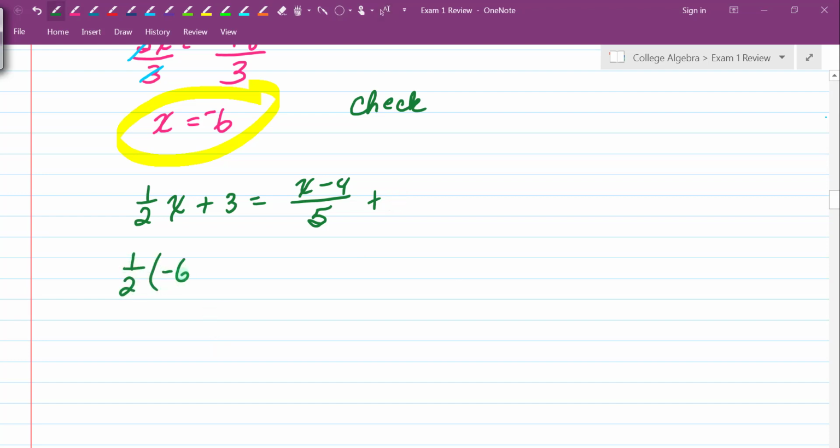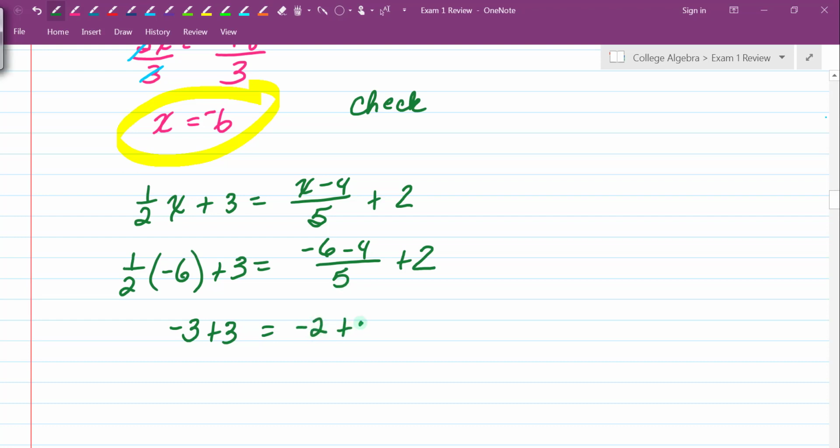So 1/2 times -6 plus 3 is equal to (-6 minus 4) divided by 5. Oops, that should be a plus 2. Plus 2. So -6 divided by 2 is going to give me -3. So I end up with -3 plus 3 is going to be equal to -6 minus 4, which is -10. -10 divided by 5 is -2, plus 2, and we end up with 0 is equal to 0, and so we have a check.